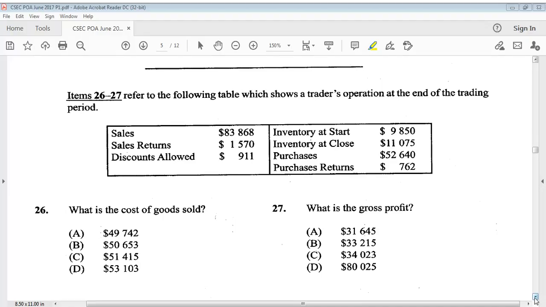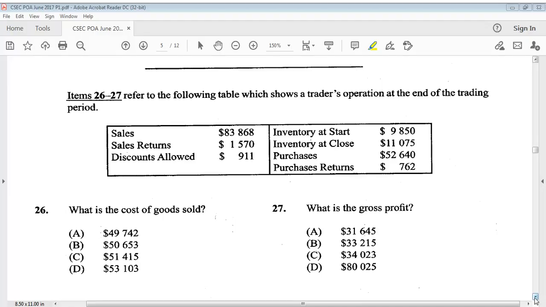So we know with our sales, that is 83,868, that is credited. And we had this question on previous past papers. So we would less our sales return from that, 1,570, and we would get 82,298. That's our total sales. Then we less our cost of goods sold, or we now have our opening stock, inventory at start 9,850. Then we're going to add purchases 52,640. So when we add those two together, we get 62,490. Then we're going to less purchases returns.